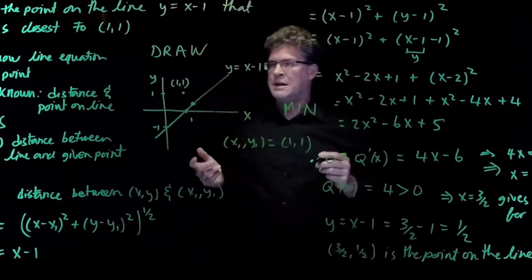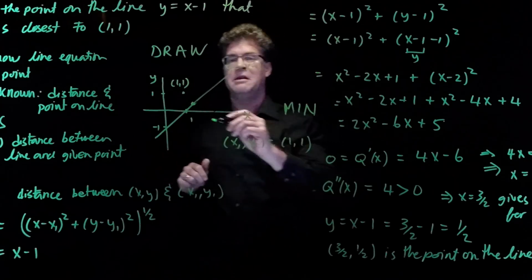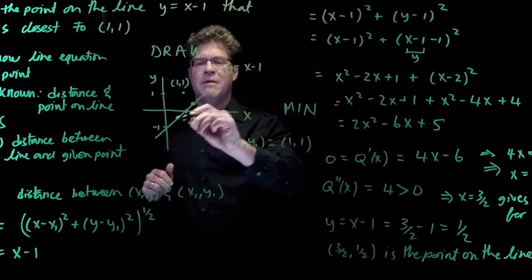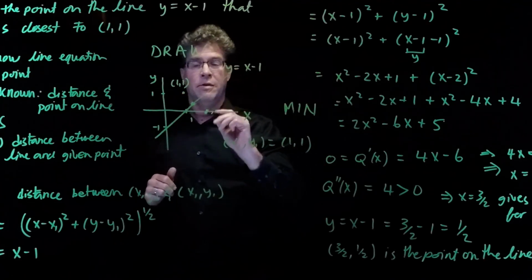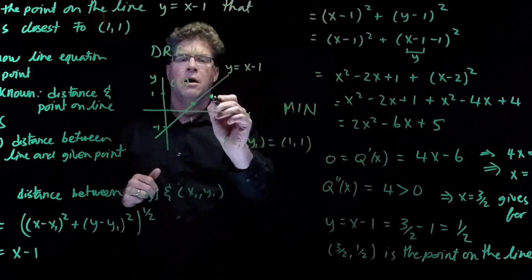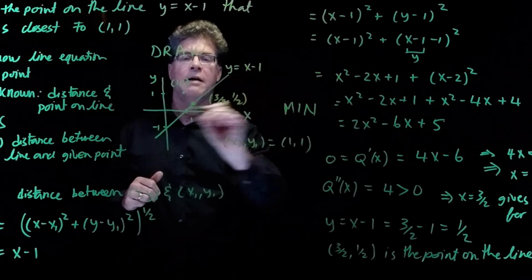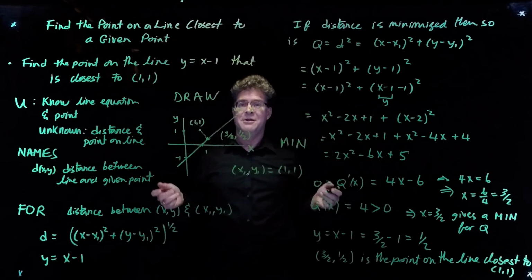So we can go back to the graph and look at what this means. This is the line y is equal to x minus 1, and we found the point on that line that's closest to (1, 1). The coordinates of that point are (3/2, 1/2). So we used this minimization method to deduce that.